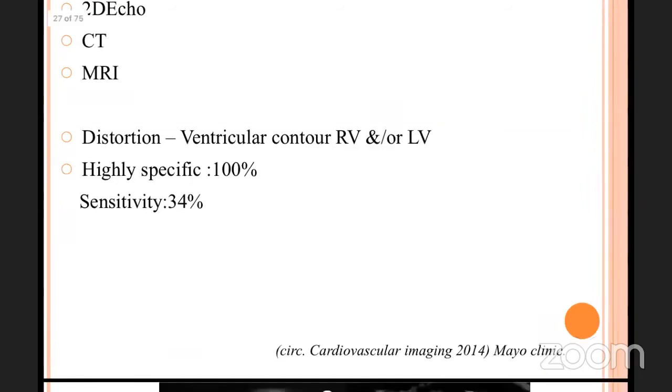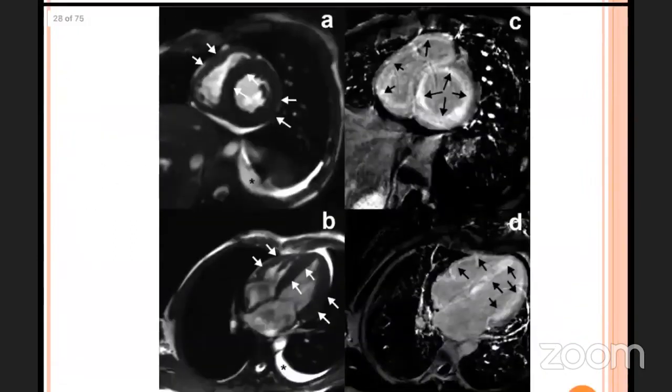Now, this is one of the cases where we have done the gadolinium enhancement. You can see in the top right-hand corner, labeled as C, that late gadolinium enhancement shows brightness in the endocardial region. And this is a case of cardiac amyloidosis, simulating constrictive pericarditis or restrictive cardiomyopathy. So MRI probably is now going to become the one-stop shop for the differentiation between constrictive pericarditis and restrictive cardiomyopathy.